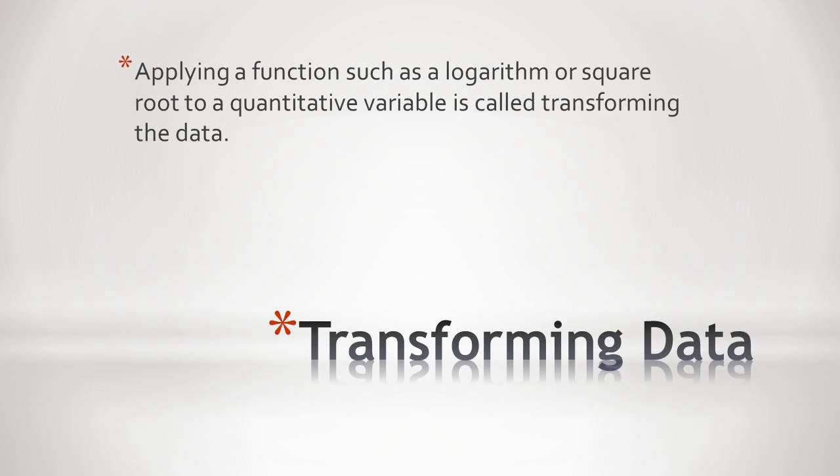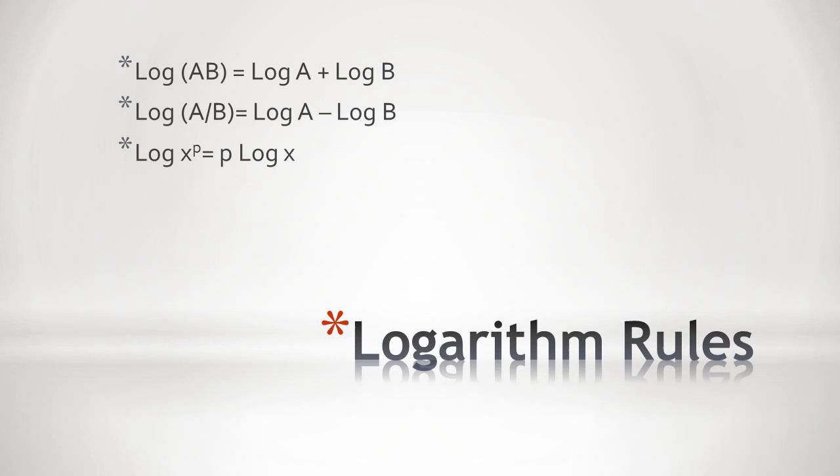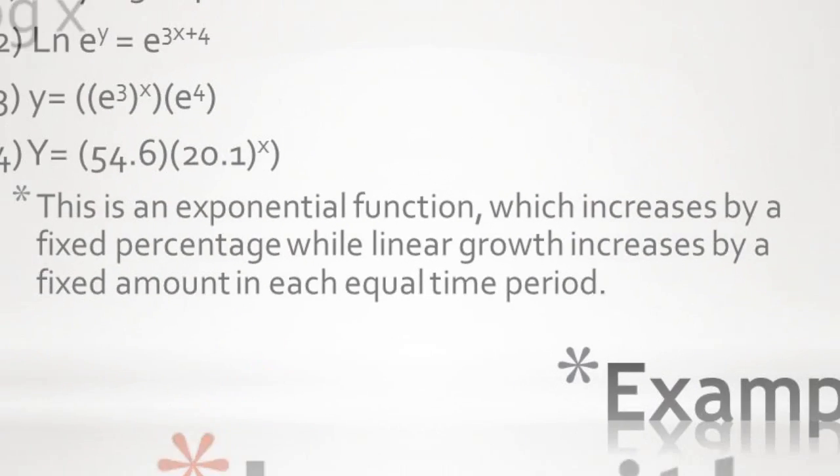Applying a function such as the logarithm or square root to a quantitative variable is called transforming the data. The rules for logarithms are log AB equals log A plus log B, log A divided by B equals log A minus log B, and log x to the power of p equals p log x.